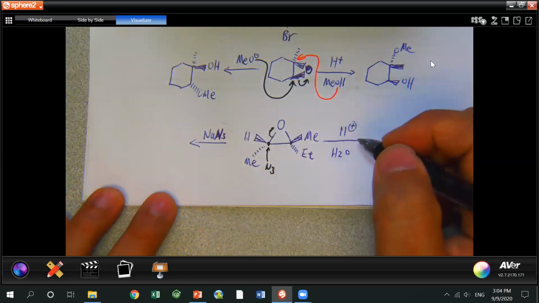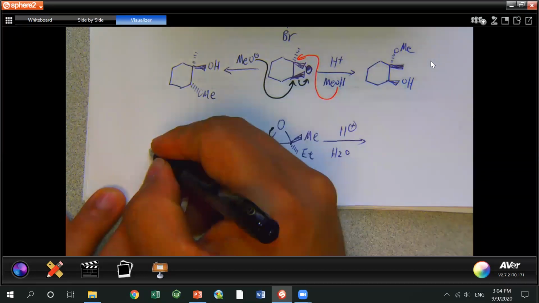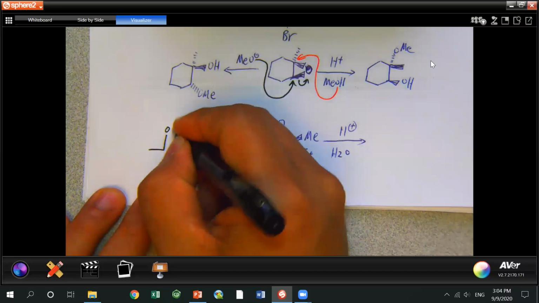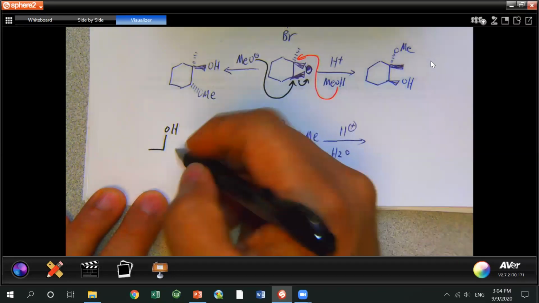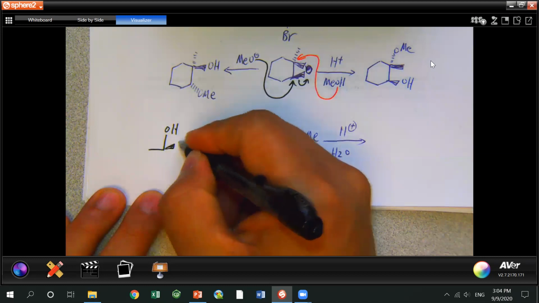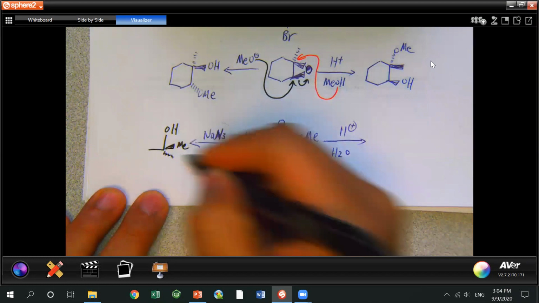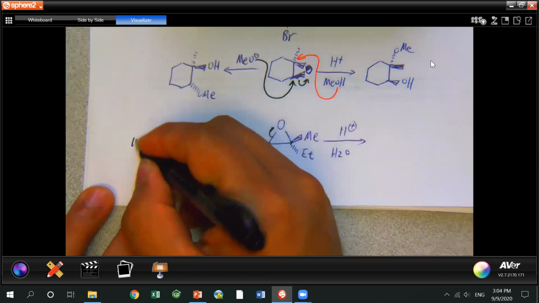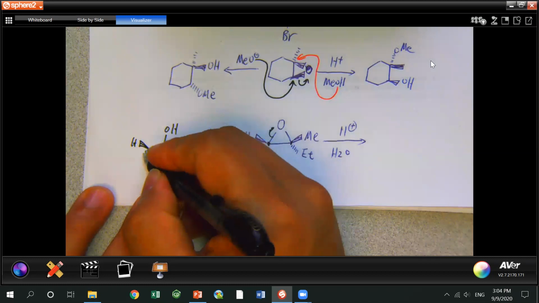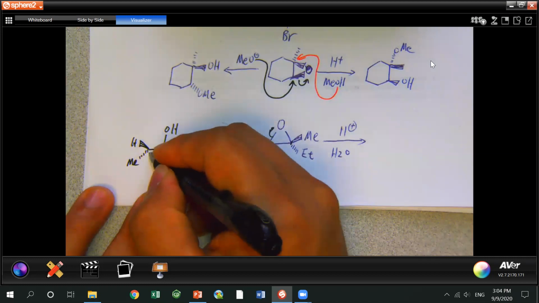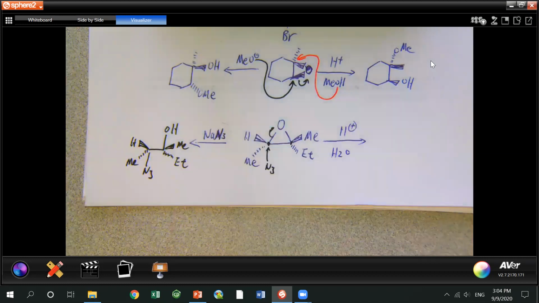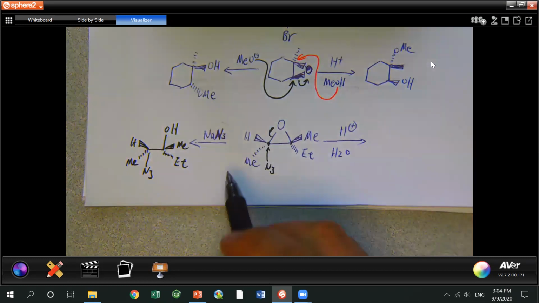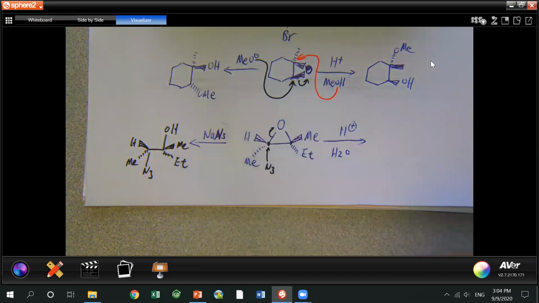After the reaction, you have to show the stereochemistry. The ring opens this way. For the right carbon, everything stays the same. For the left carbon, pretty much everything also stays the same. So that's the N3 nucleophilic ring opening of the epoxide.